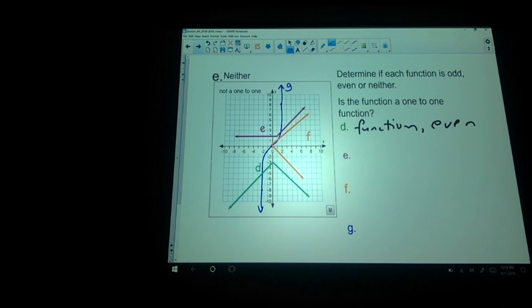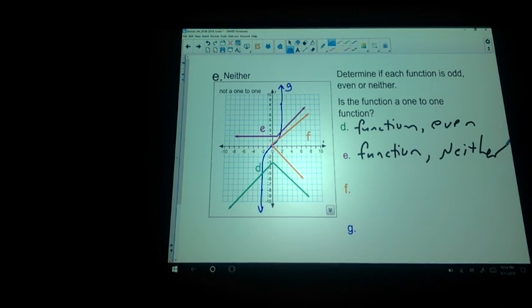Letter E. Is it a function? The purple? Yes, it is a function. Is it even? No. Is it odd? No. It's neither. Okay? And I'm going to show you an odd here in a second.